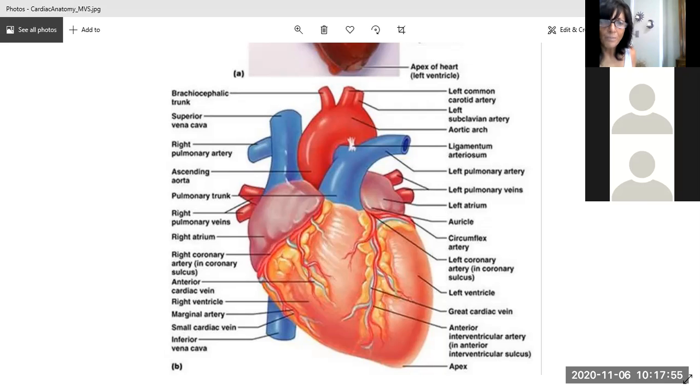What tests do we do? VQ scan. Okay, remember that. You need to know that. A VQ scan, which is ventilation perfusion scan, to diagnose if there is a pulmonary embolism in there, because we got to get it out or you're going to die. That is a life-threatening event.